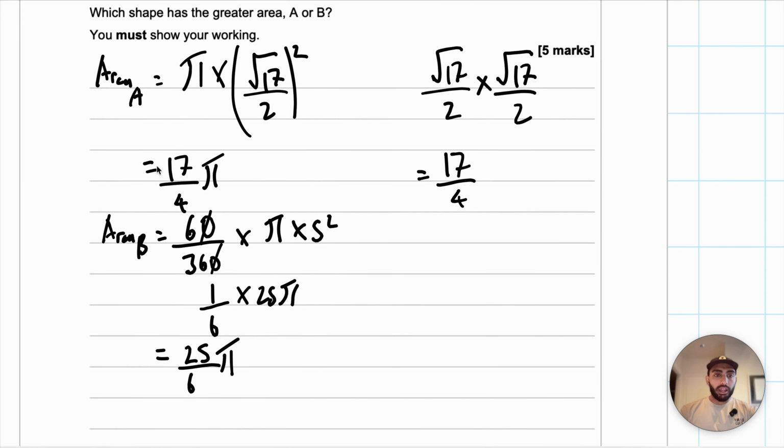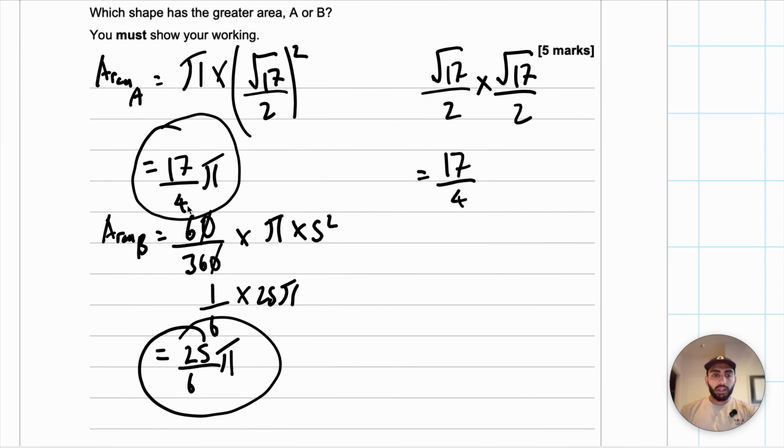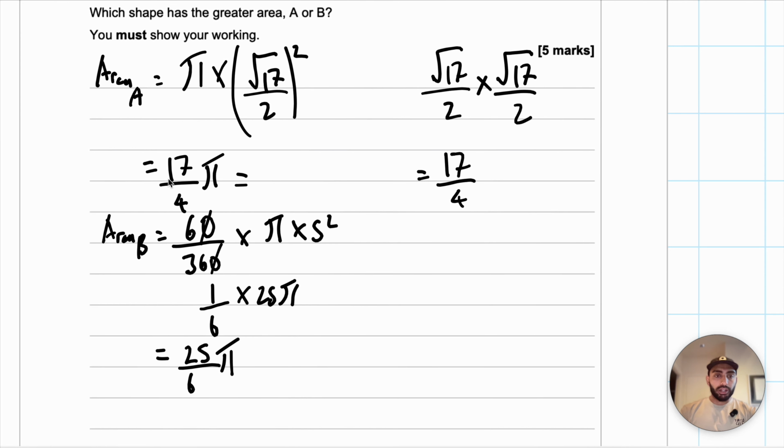I'm trying to compare the area of area A and area B. So I'm comparing these two values here. I've got 25 over 6 pi and 17 over 4 pi. I can't compare them easily right now, so I'm going to convert them to mixed numbers and see if that helps. So how many 4s go into 17? That would be 4. So 4 wholes, there'd be 1 remaining, and that'd be over 4. So 4 and 1/4 pi.